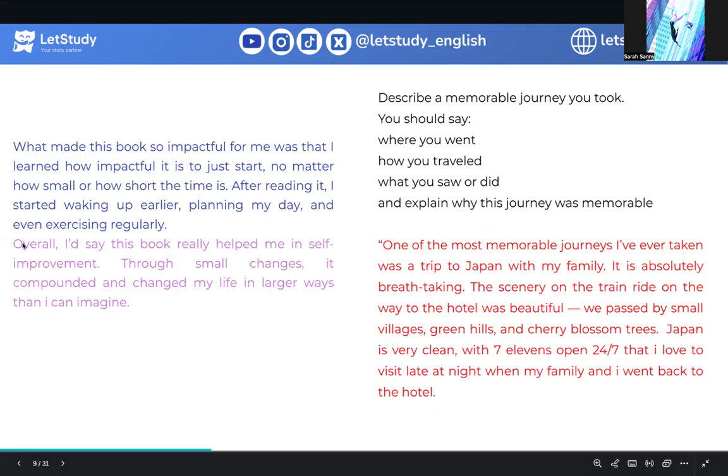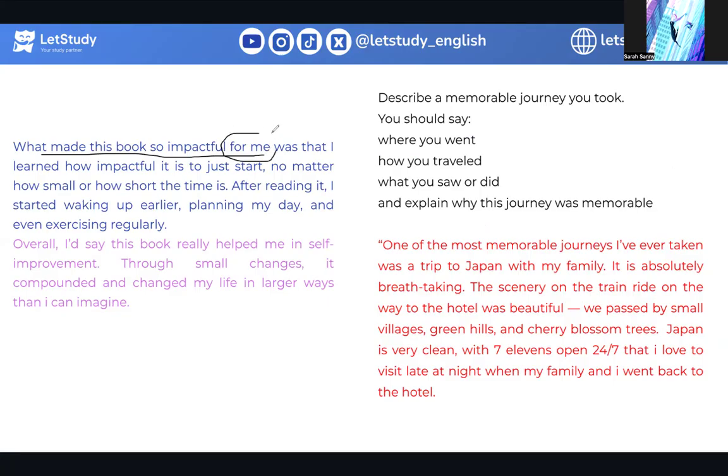Nah, kan sebelumnya itu describe bukunya itu apa. Sekarang orangnya juga describe what made this book so impactful for me. For me, kalian harus mengikut part ini, yaitu opini personal. Was that I learned how impactful it is to just start, no matter how small or how short the time is. After reading it, I started waking up earlier, planning my day, and even exercising regularly.